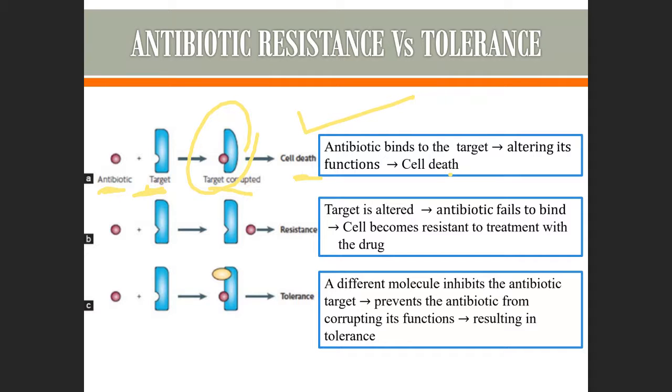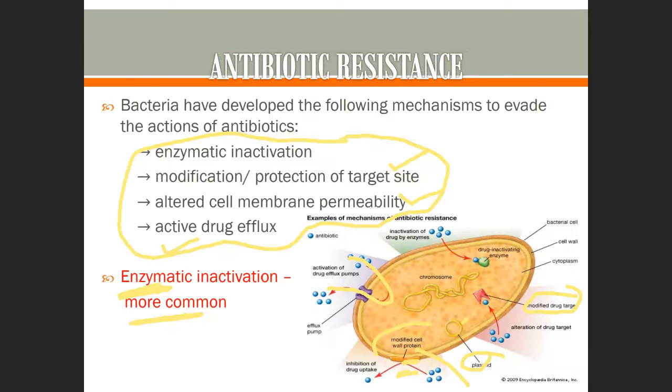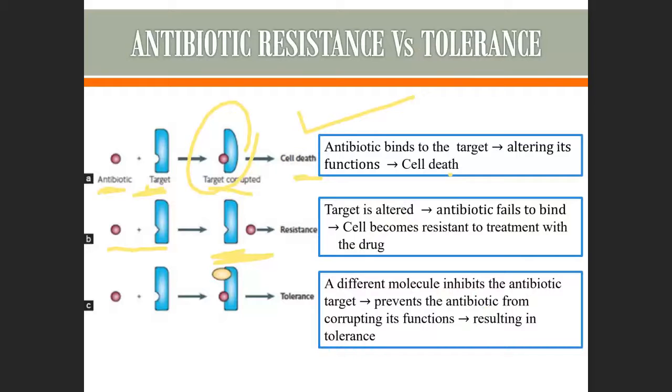But in case B, the antibiotic comes and binds to the receptor in the bacterial cell, but it goes through the process of efflux. The antibiotic comes inside and then goes out. The antibiotic is coming and binding to the receptor, but it has moved out. Once it has moved out, it is called resistance. So the targeted site is altered, the antibiotic fails to bind to the particular receptors, and the treatment becomes resistant.